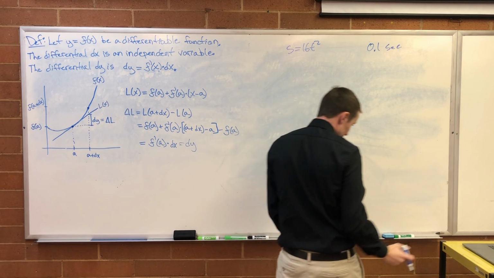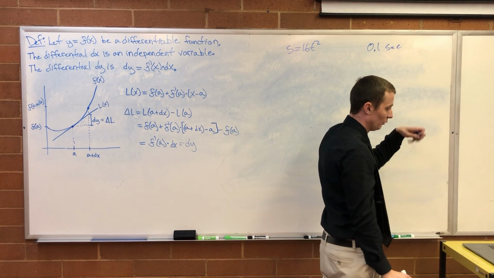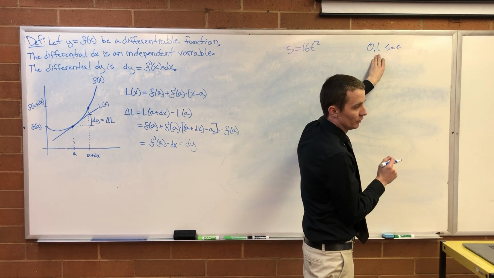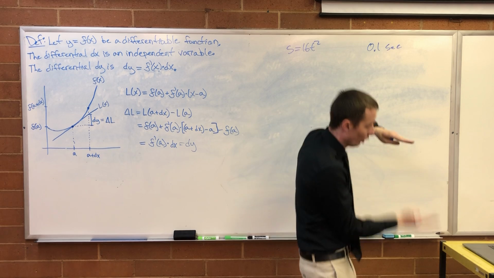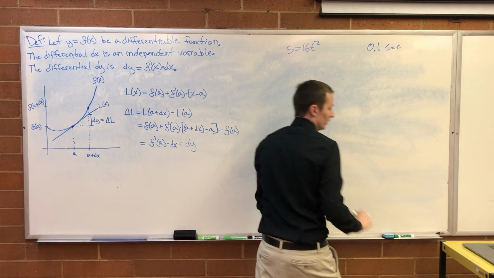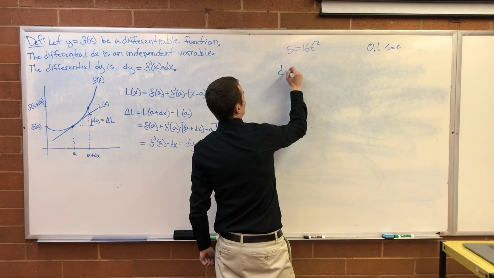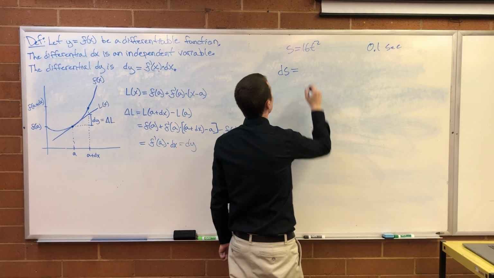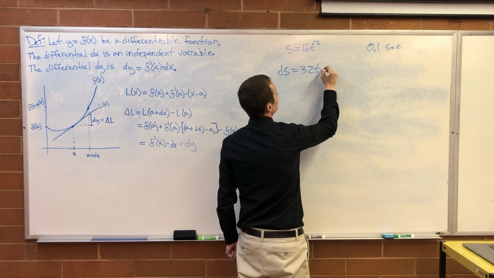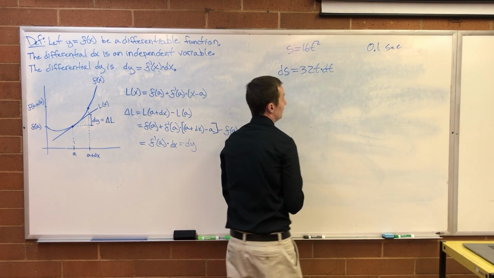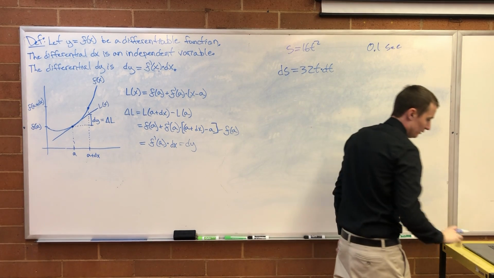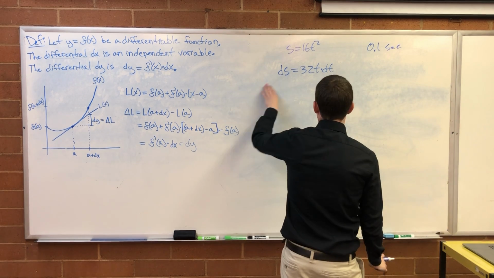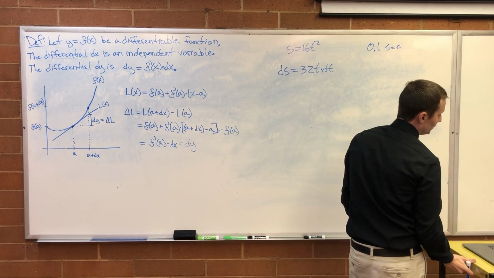How much the error comes into effect will depend on how long it actually takes the object to fall. You'll see what I mean. First, let's calculate the differential of S. What's that equal to? 32t times dt, where dt is going to be that error. So the size of dS in the equation depends on how big t is.